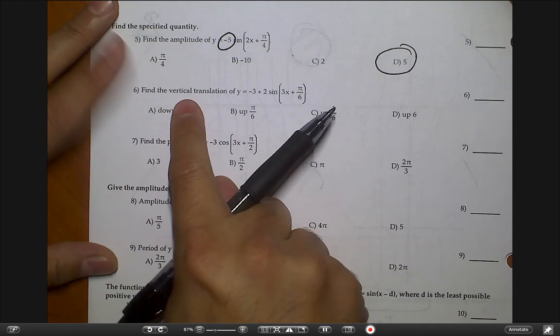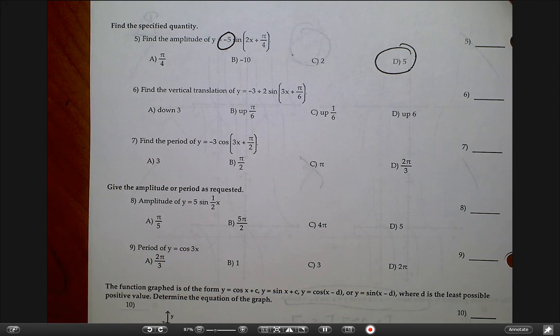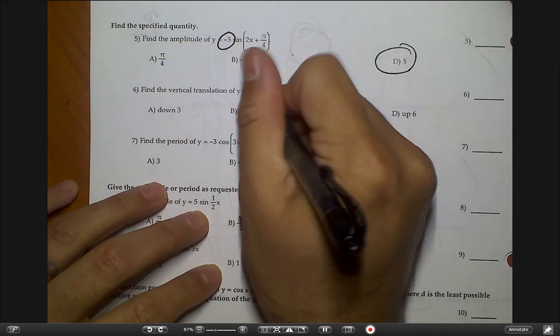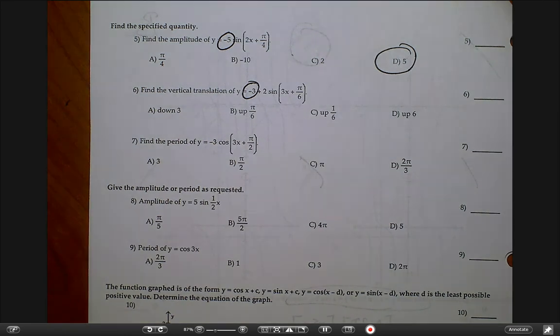All right, find the vertical translation. Vertical translation here is this number right here. So it's going to go down 3. -3 is down 3.